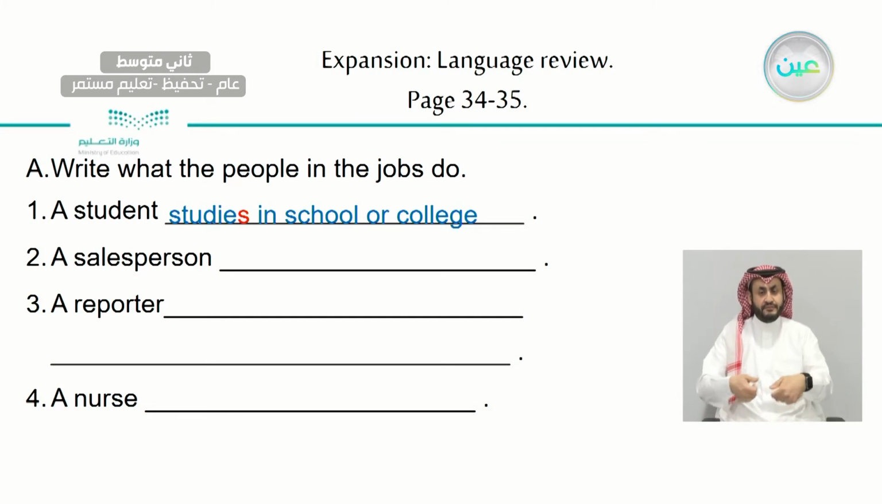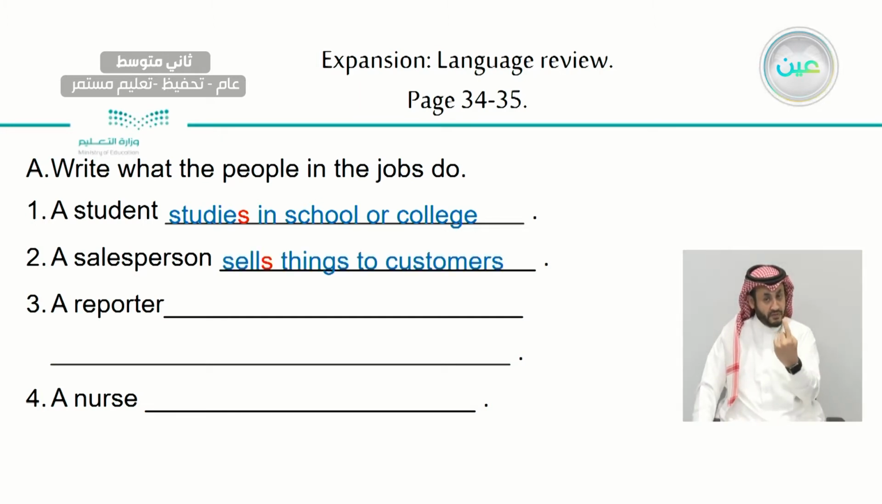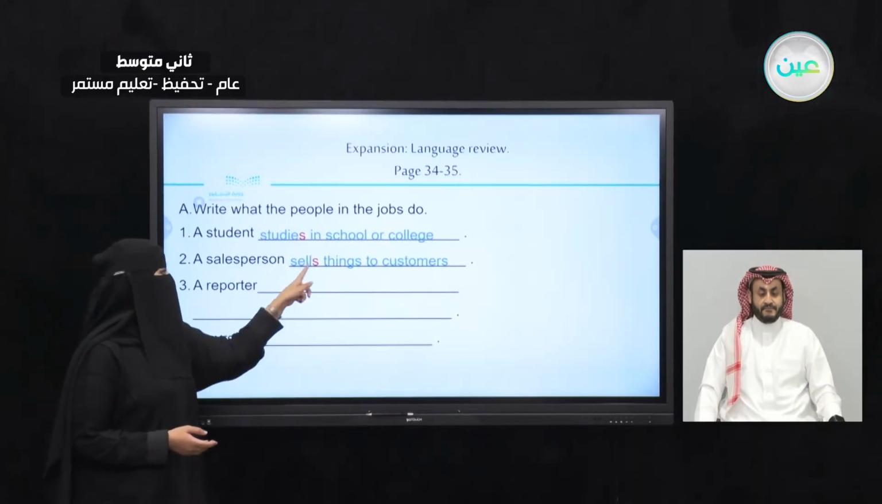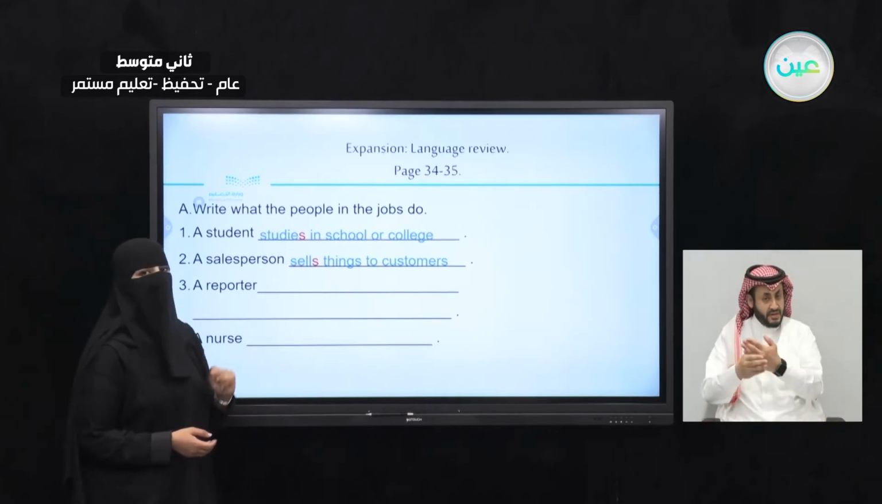Now, how about a salesperson? A salesperson sells things to customers. Here we added S to the verb sell. The salesperson, he's selling the things. So we're adding S to the verb sell.